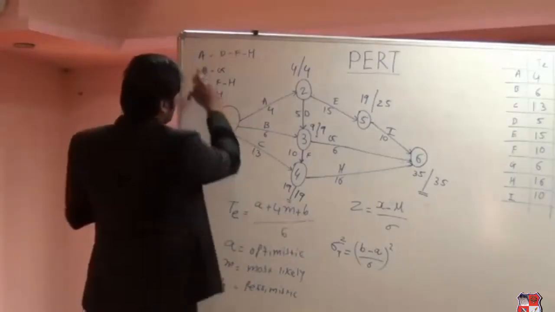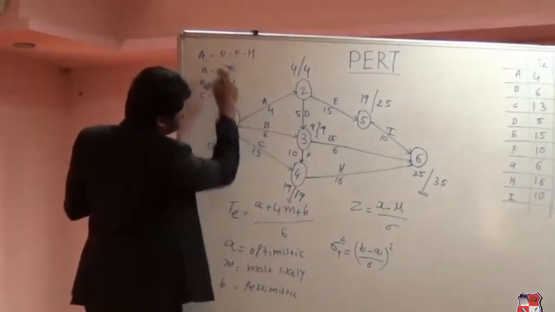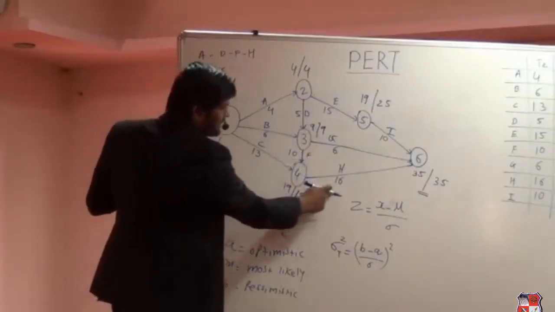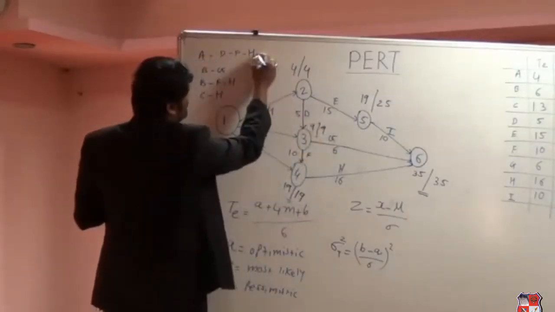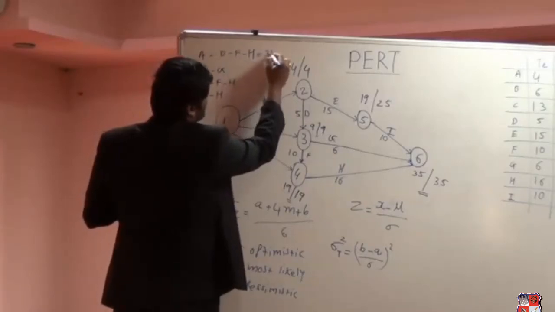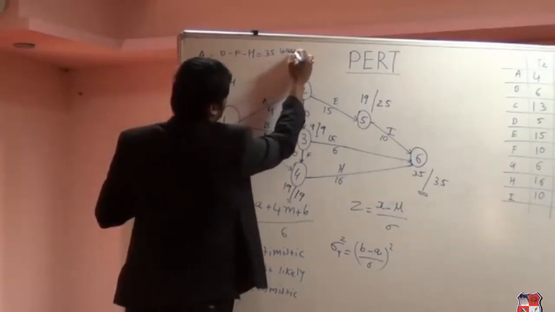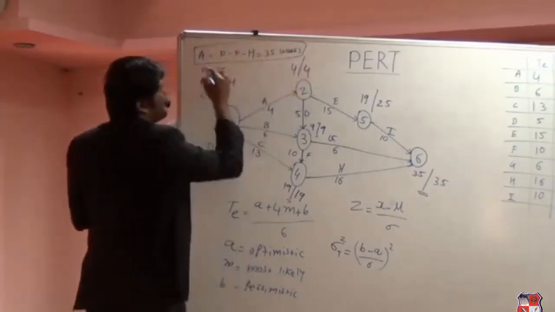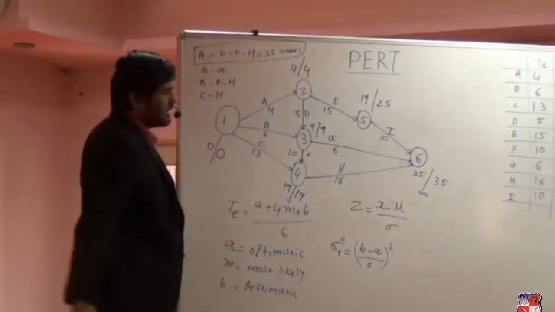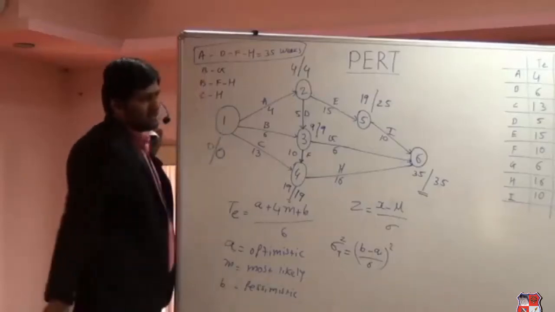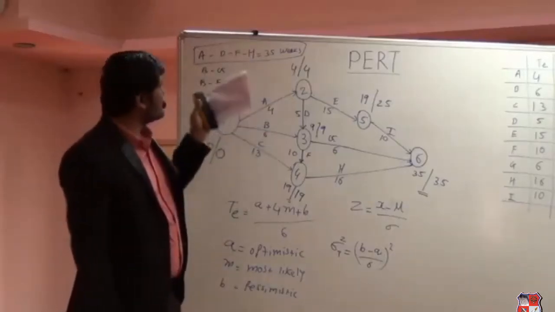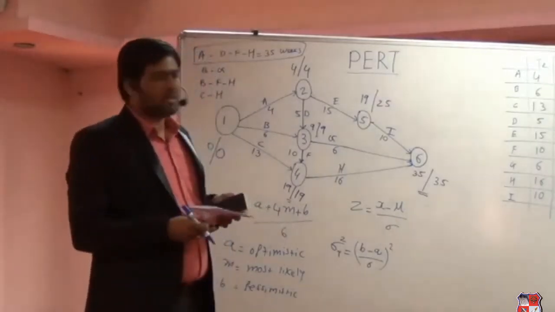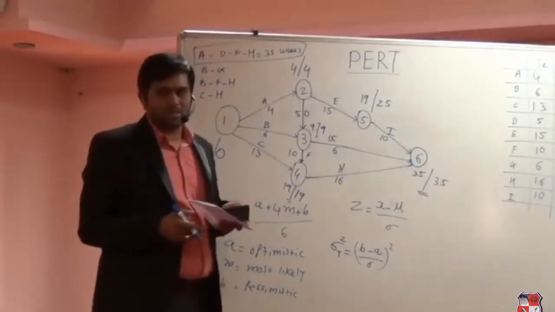So the critical path is, lastly, the answer is the one which is having the maximum time duration. So if we have the total from A, like 4, the next is D, so 4 plus 5, 9, plus 10, that is 19, plus 16, that is 35. So this is the critical path, and this is having 35 weeks of time duration. This is the critical path which is having the maximum time duration compared to all the other ones. So the answer to the second is A, D, F, H are the critical activities, and the critical path is having 35 weeks of time duration.